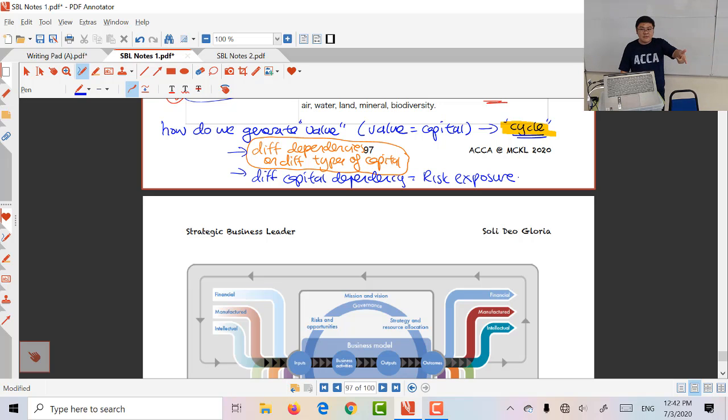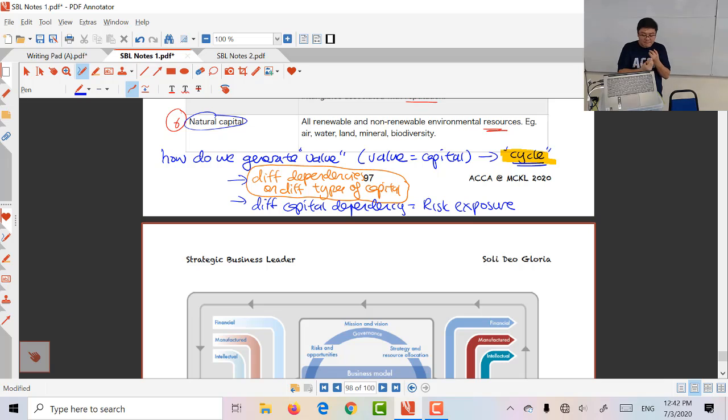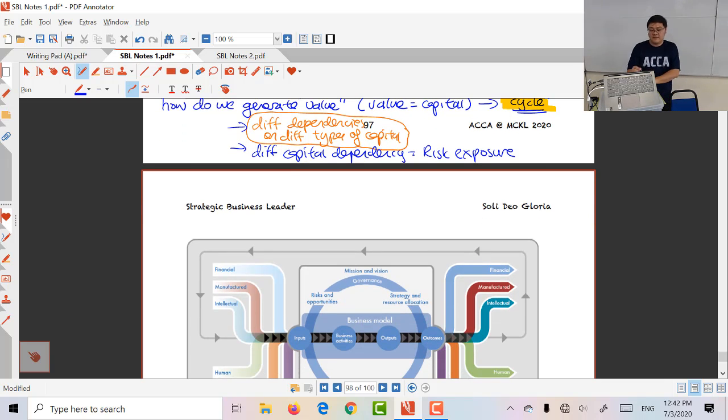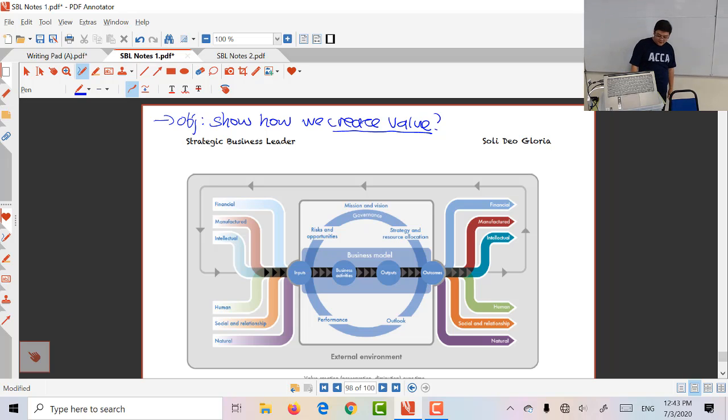Hey, it's bad, just imagine if you have 100 to 200,000 fish. And if each fish has a gross value of, let's say, 20 ringgit, 100,000 fish times 20 ringgit, one flood will bring all the fish away. What will happen? Total loss. So the risk that you suffer as a result of your capital dependency is very different. So we understand the meaning of the capital, the dependency, and the risk. Okay, so now we need to look into this. The whole objective is to show how we create value.